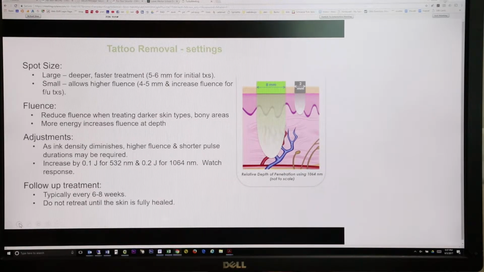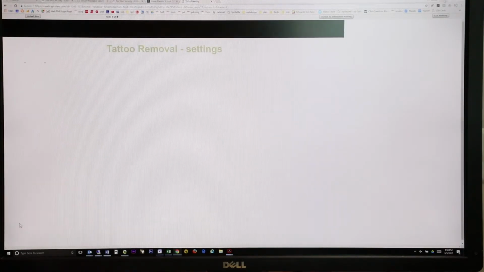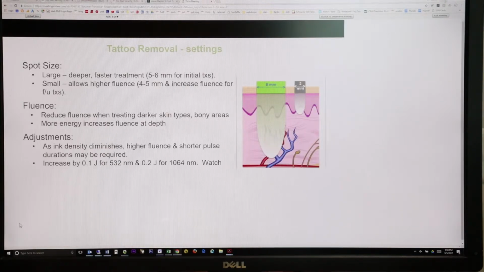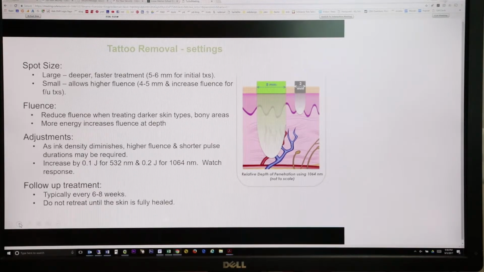There are tattoo removal settings in your guidebook, the guidebook that I mentioned in the beginning. It has options for your spot size, your fluence, how to adjust, and follow up. In terms of spot size, you know from your other lasers, the larger the spot size, the deeper the treatment. So initially, we like to start out with the largest spot size possible in the settings chart, so that we can get really deep. And as the fluence needs to be increased because the tattoo is fading, then we have to use a smaller and smaller spot size to allow that increased fluence.